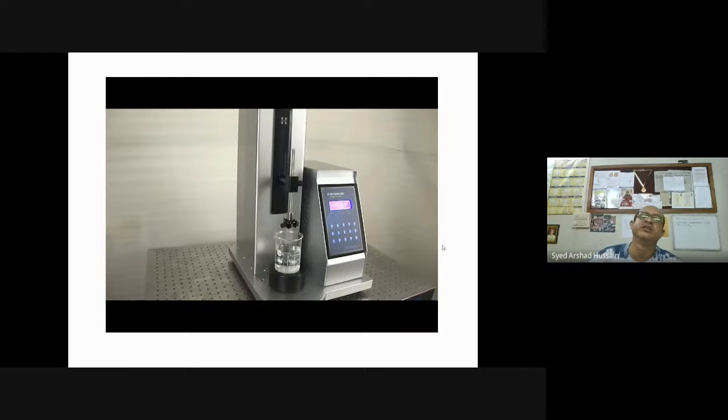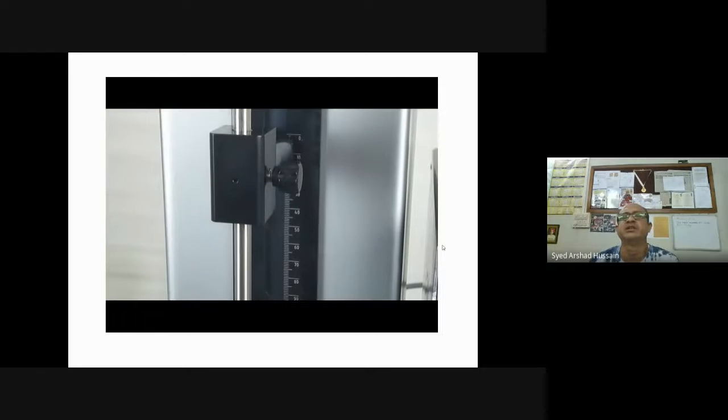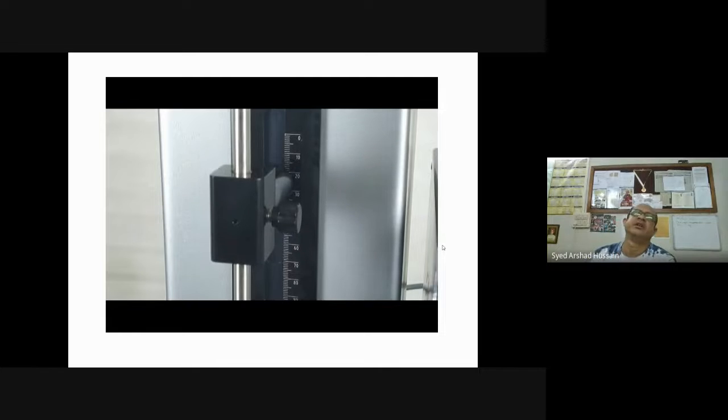So you see, you can dip, then you wait some time for the interaction to complete on the substrate, then you take out. In this way, on a calibrated scale, you deposit.